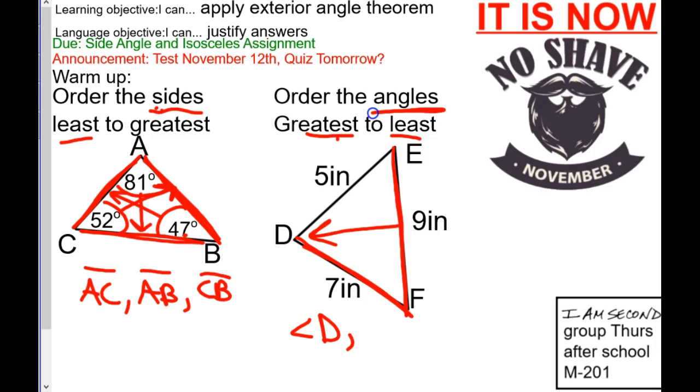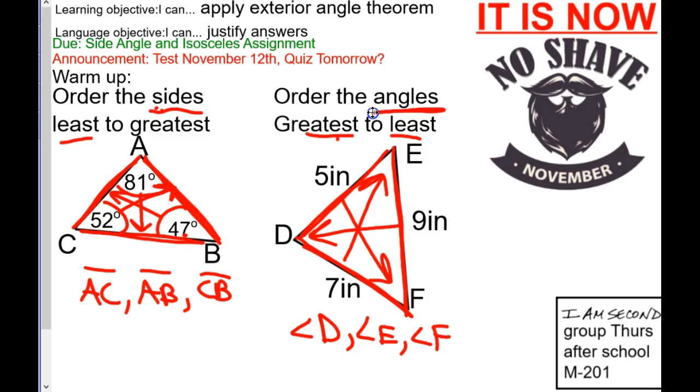7. So what's across from 7? Angle E. Don't forget the angle sign. And then the shortest side is 5. What's across from 5? Angle F.